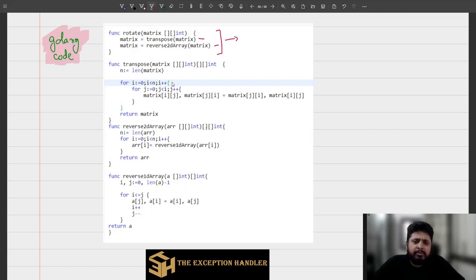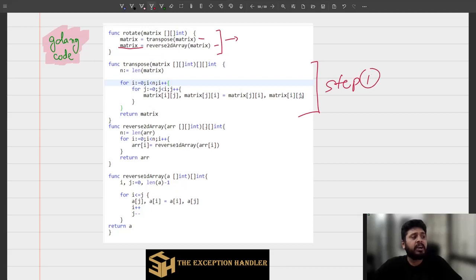I could have practically used a pointer to do it. I didn't have to return the matrix, but it is simpler if I don't use a pointer, because using a pointer is a bit tough for people to understand in the first place. So let's keep it simple and just return the same matrix back. I'll not create a new matrix in this example. So the transpose part. If you see, this is my step one.